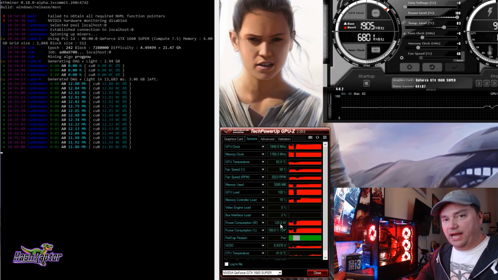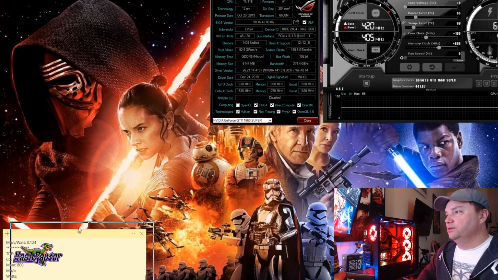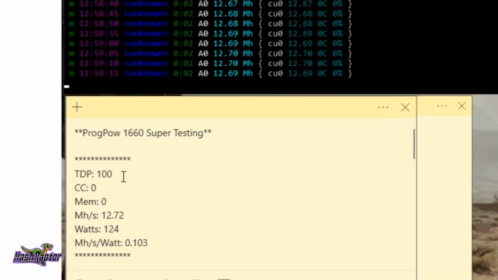And we're just testing the out of the box settings here so that you can get an idea of what that would look like. We're running the drivers with 441.87. And our result was about 12.72 mega hash per second at 124 watts. And if we take a little bit closer look at that, so our TDP 100, 0, 0, mega hash per second, 12.72, 124 watts, and that puts us at 0.103 mega hash per watt.